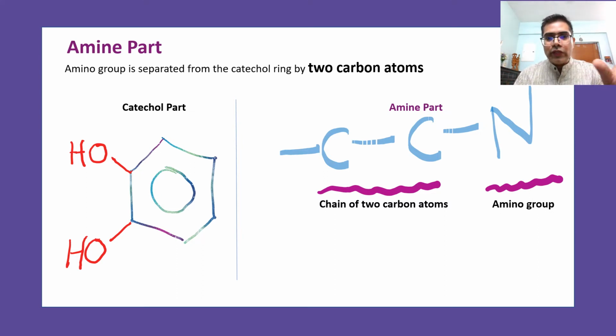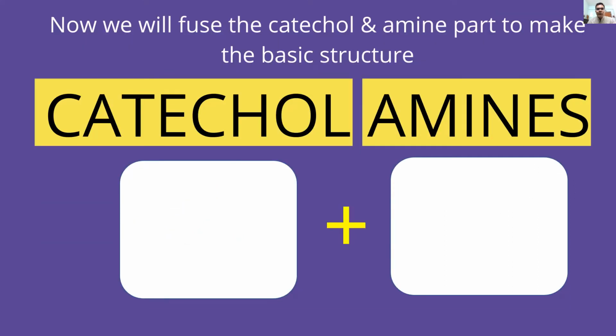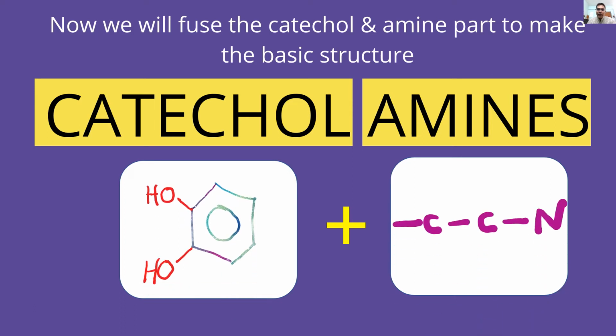So now you know the catechol and now you know the amine part. Don't go by the valency now. The idea is to give you the two parts, the catechol as well as the amine part. So whenever we say a basic structure of catecholamine, you have one catechol part and one amine part, made up of two carbon and one nitrogen. So let's make a catecholamine basic structure by fusing the catechol and the amine part.